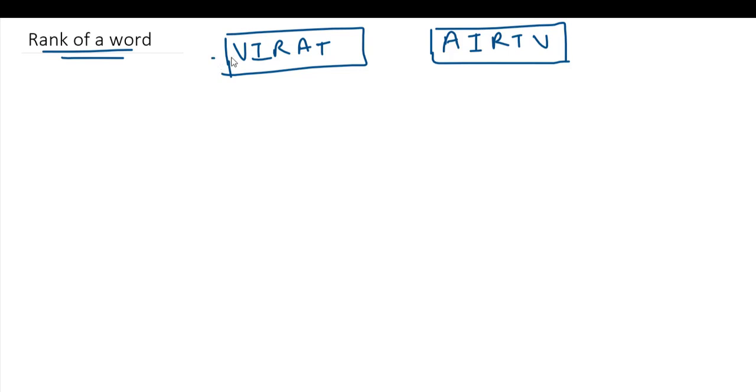Now in order to find the rank of this word Virat, what we need to do is basically count all the words which are before this word Virat. So in alphabetic order, we'll first have all the words which are starting with the letter A. Then we'll have all the words starting with the letter I, then R, then T, and finally we'll arrive at the words which will be starting with the letter V.